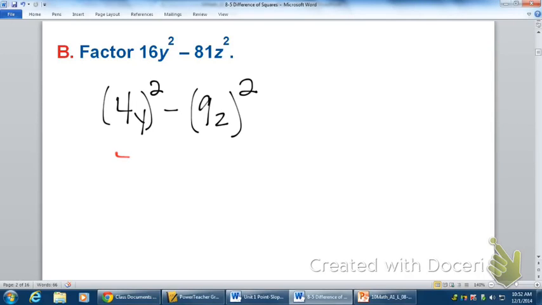Okay, that same rule still applies. Just make one of them negative, make one of them positive. So I need a negative 9z, and I need a positive 1.